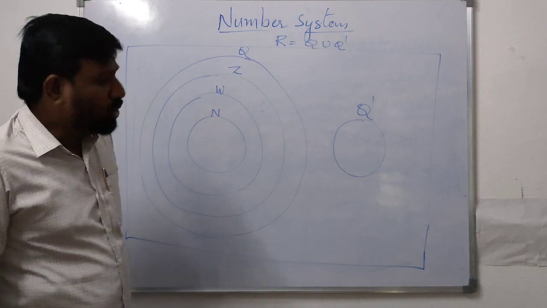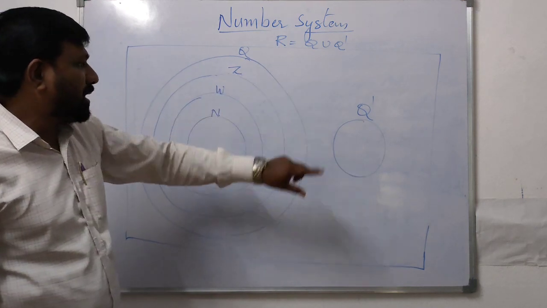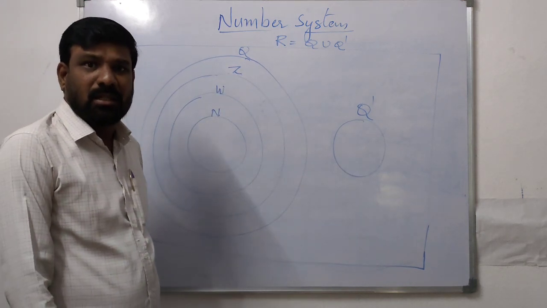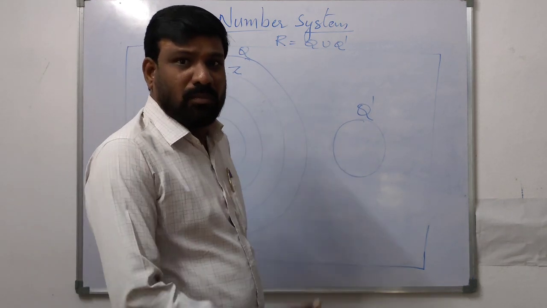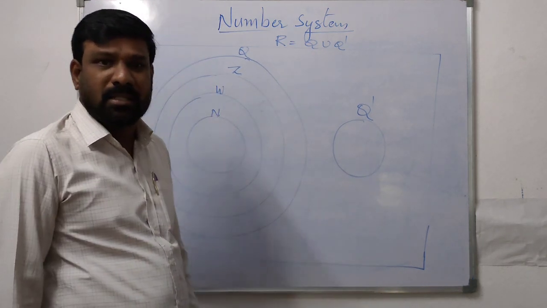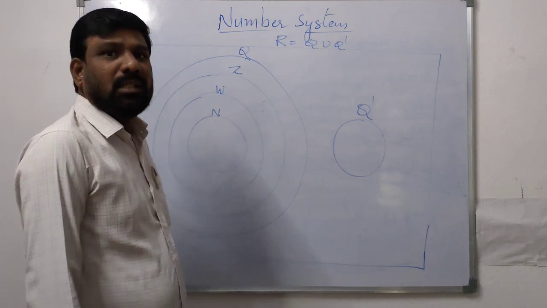So I think so far we have completed these definitions along with the examples. I think you might have got an idea about these numbers, right?